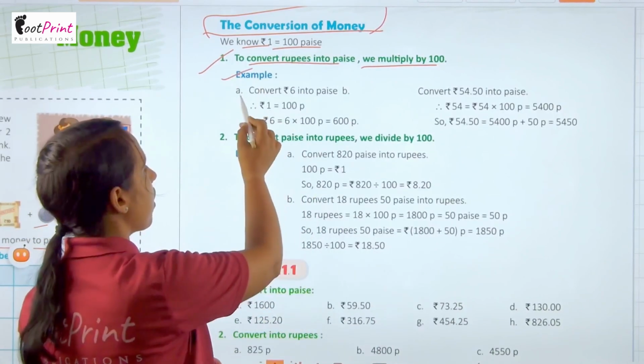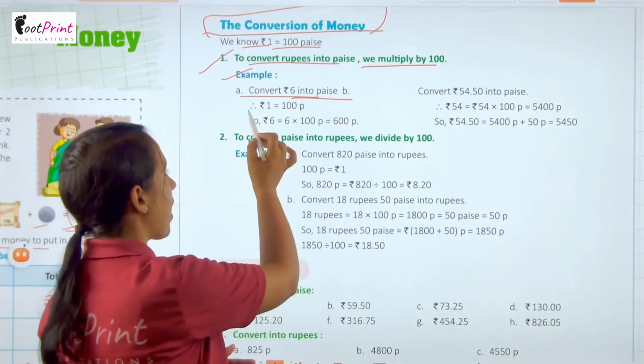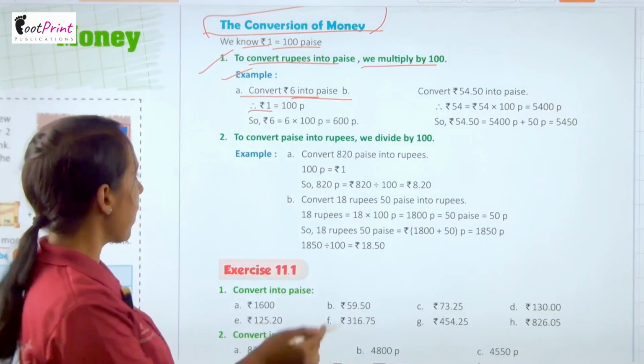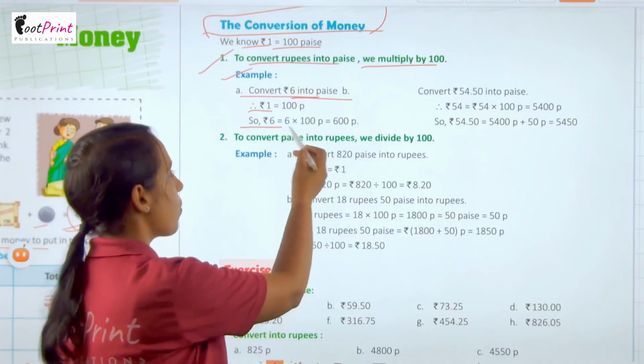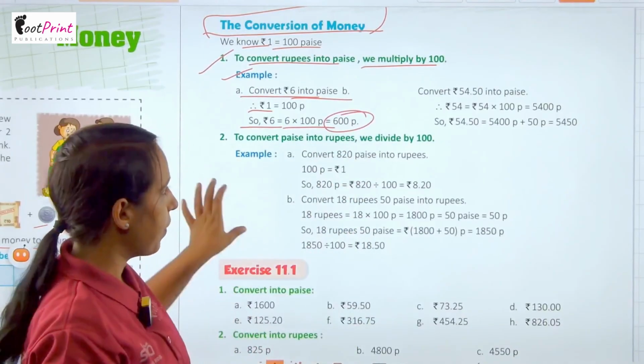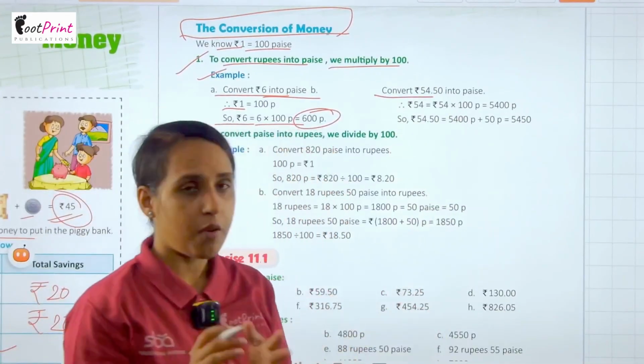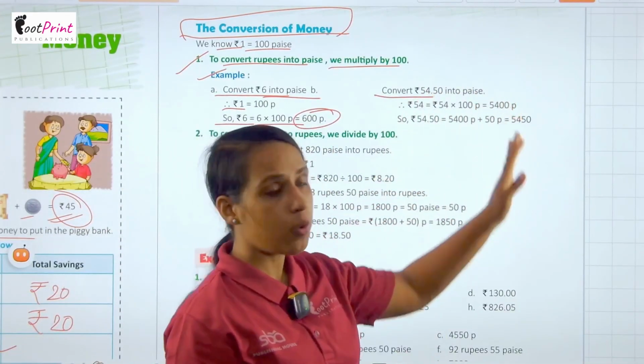For example, convert 6 rupee into paise. So how do we convert it? As we know 1 rupee equals to 100 paise. So 6 rupee equals to 6 into 100 paise, that is equals to 600 paise. Okay. Now here we have some more. Convert 54 rupees 50 paise into paise.